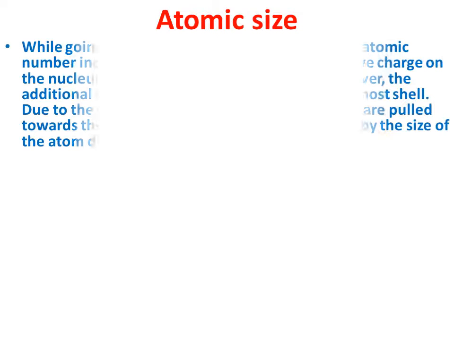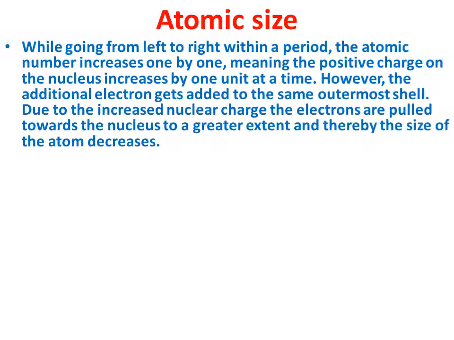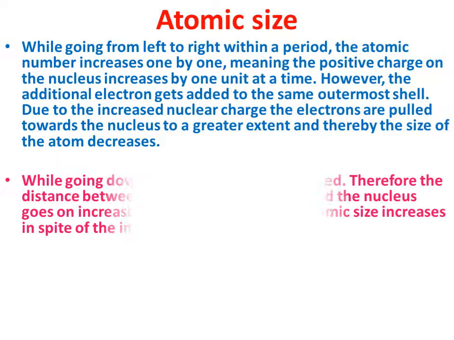Then the atomic size. While going from left to right within a period, the atomic number increases by 1, meaning the positive charge on the nucleus increases by 1 unit at a time. However, the additional electron gets added to the same outermost shell. Due to the increased nuclear charge, the electrons are pulled towards the nucleus to a greater extent, and thereby the size of the atom decreases.